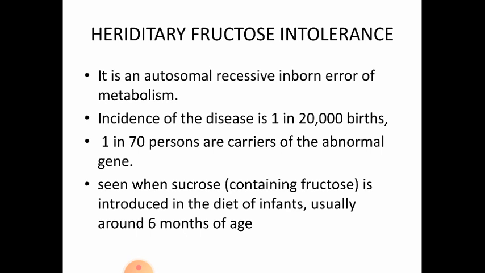Next one is hereditary fructose intolerance. Fructose intolerance is an autosomal recessive inborn error of metabolism, with an incidence of 1 in 20,000 births. 1 in 70 persons are carriers of these abnormal genes. 1 in 20,000 will have the disease, and 1 in 70 will be a carrier of the gene.